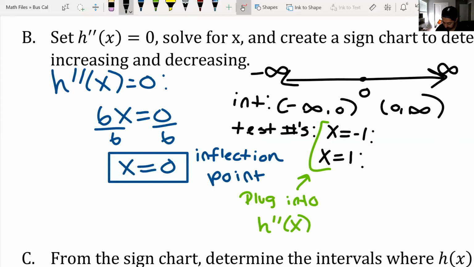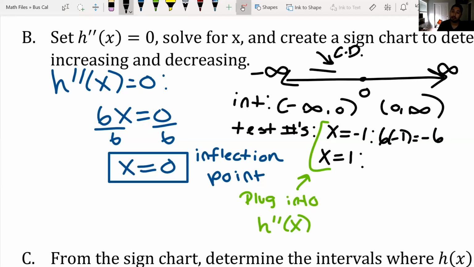Okay, so this means 6 times -1 gives me -6. And again, I don't care about the number that comes out. I only care about the sign. So this -6, so here we go. From negative infinity to 0, the second derivative is negative, which means the first derivative is decreasing, which means we are going to be concave down. That's all based on the chart on the first page.